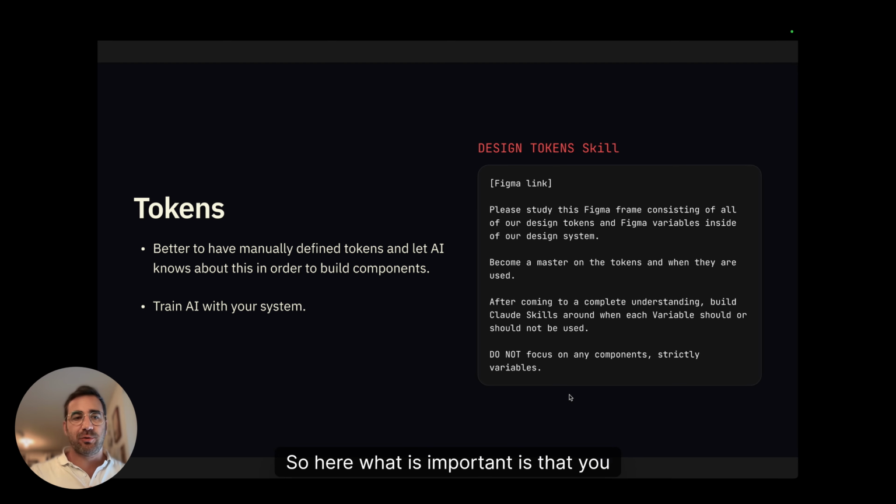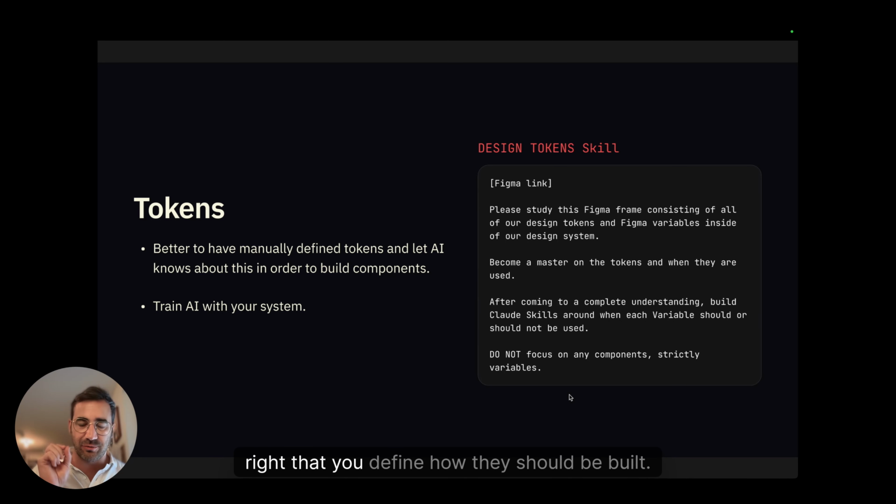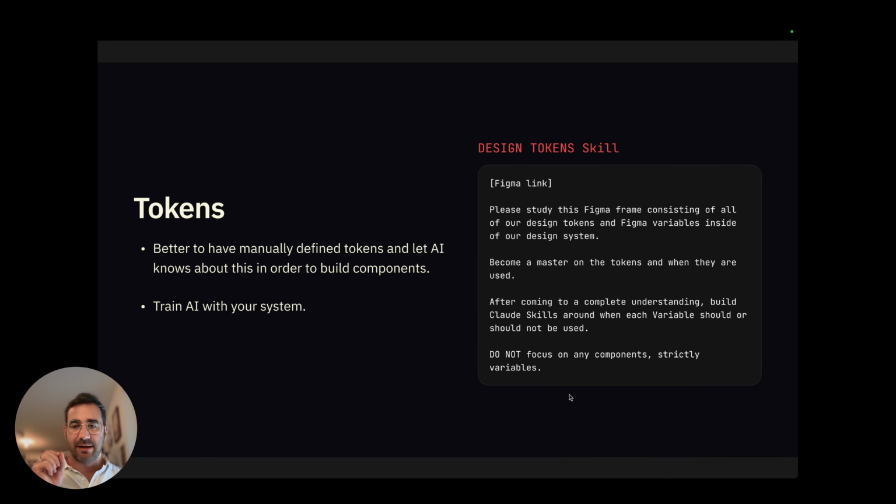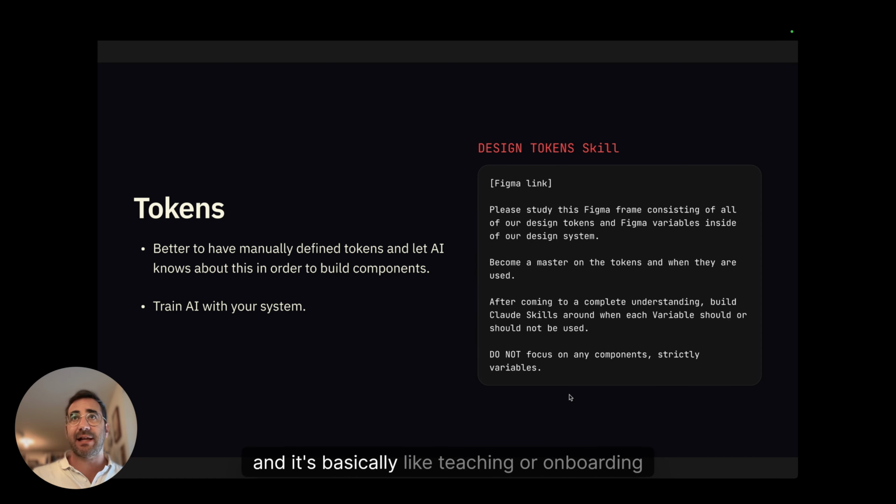So here what is important is that you, as already always recommended, build your first list of tokens and even components manually, right? That you define how they should be built, put your own designer craft into every detail and start building this, and then let AI or Claude study this Figma file. It's basically like teaching or onboarding your junior designer or someone new that will have to work with your design system on how to use your design system, right?